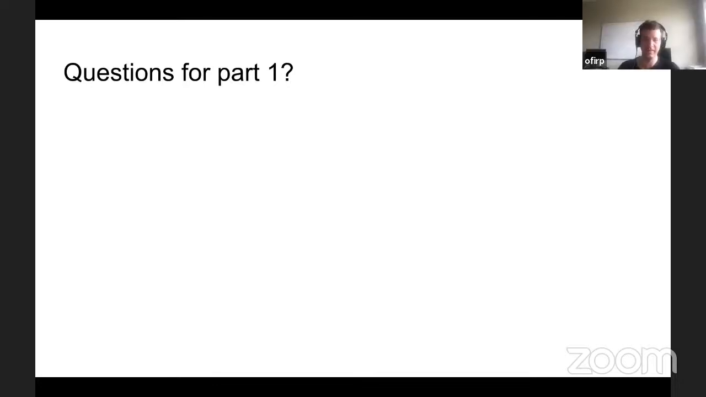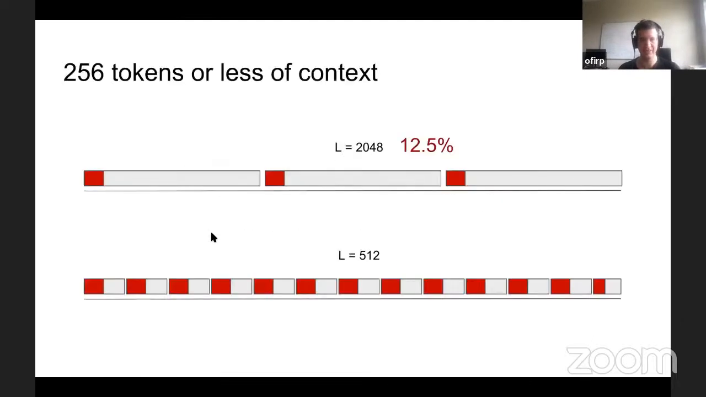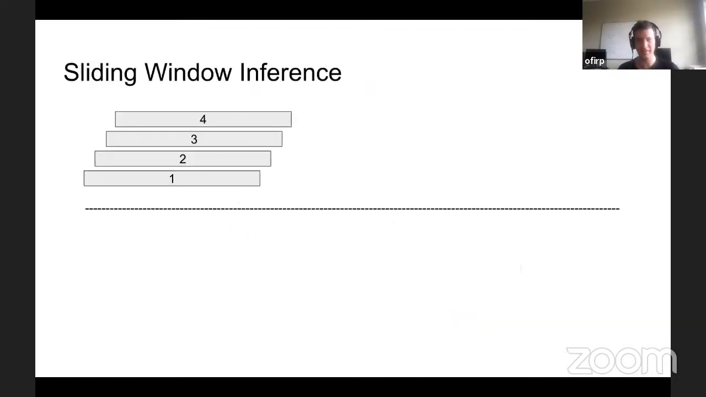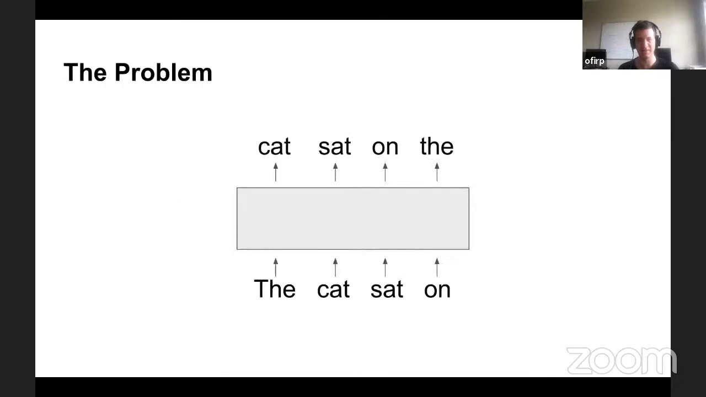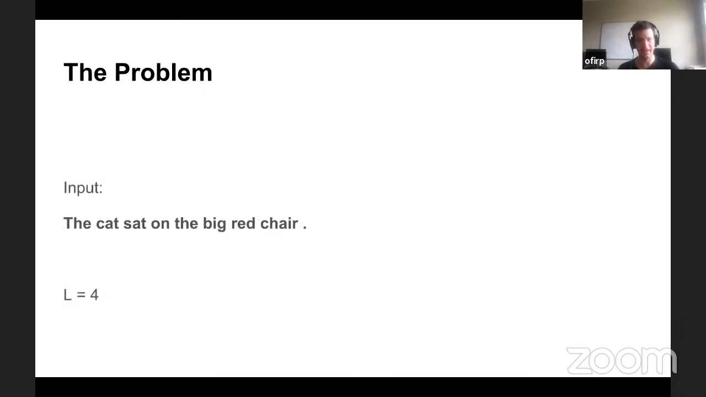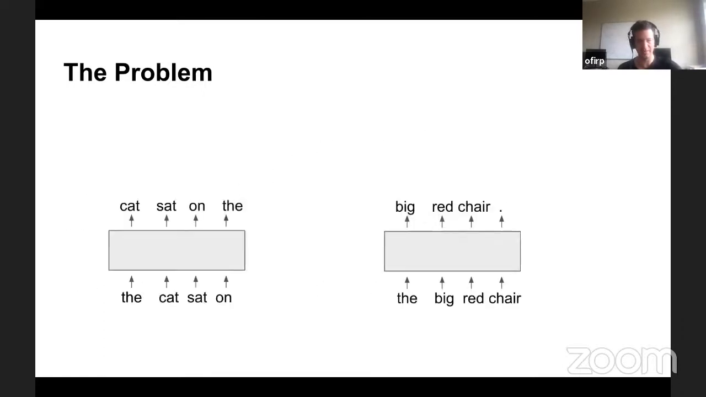Oh no, that's not true. When we do the sliding window, every token has the max. We're sliding the window by one token each time. So now every prediction has the maximal context that you could ever give it. This is the non-overlapping case. We have this toy sentence and we're splitting it into two. In the non-overlapping case, this prediction here, big, only has one token of previous context.